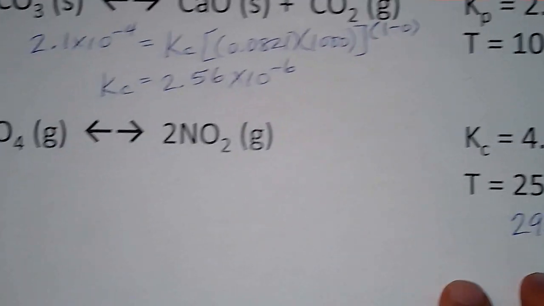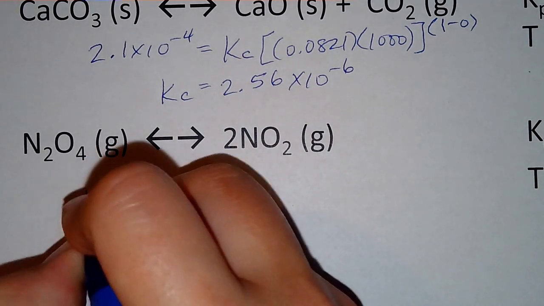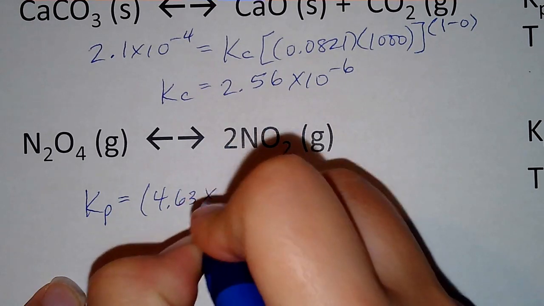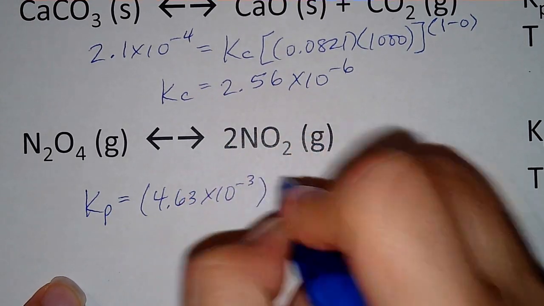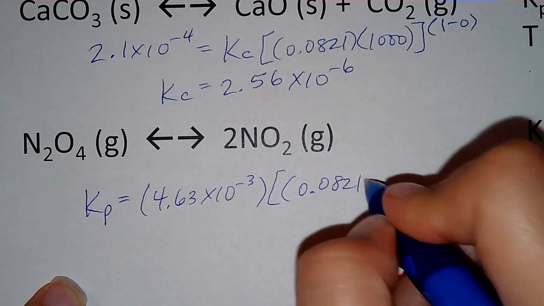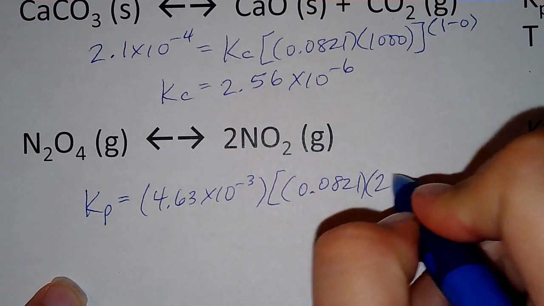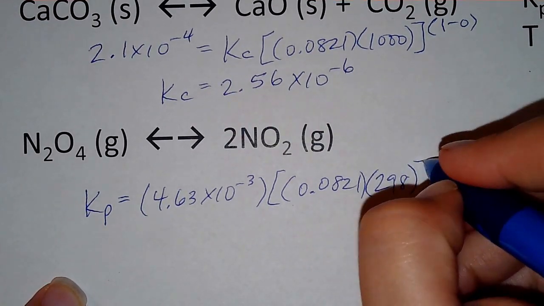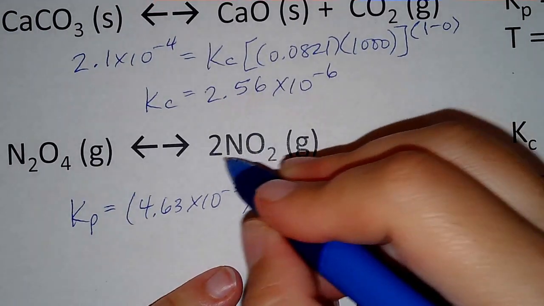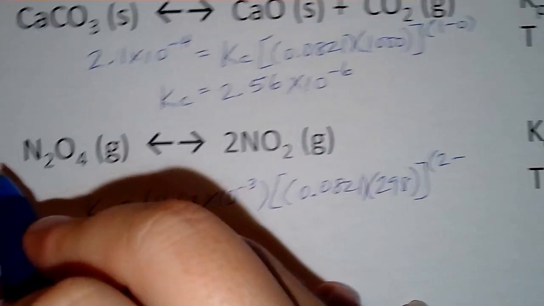And we're going to use our equation. So we're finding Kp. Kc is 4.63 times 10 to the minus 3, times our R value, times our temperature in Kelvin, so the 298, to our delta N. Now we have 2 moles of gas on the product side because of our coefficient, and 1 mole of gas on the reactant side, so 2 minus 1.